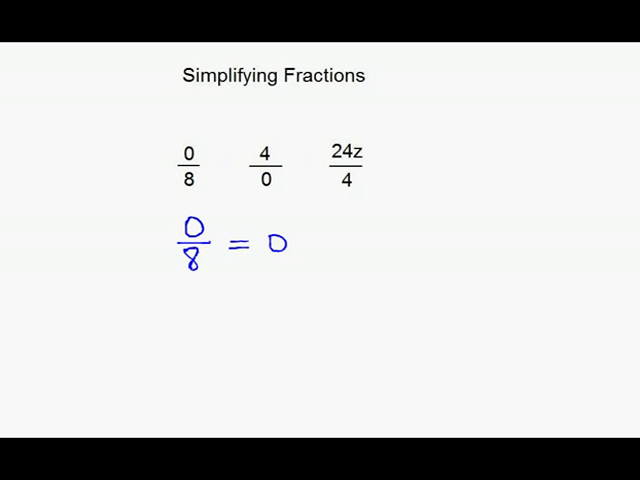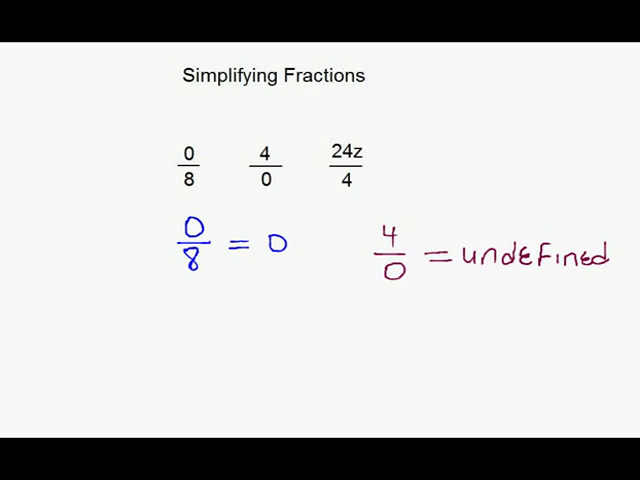Our next example is 4 over 0. 0 is the denominator. This fraction is undefined because 0 is the denominator. The fraction is undefined and cannot be simplified.